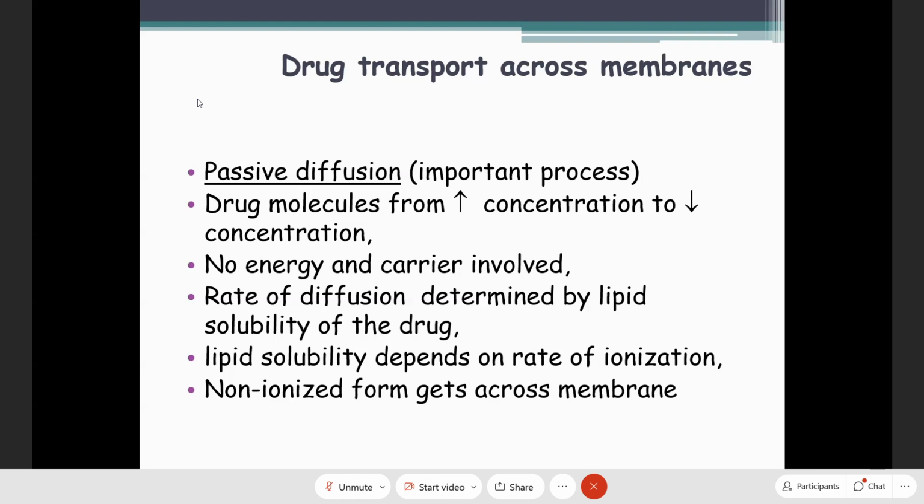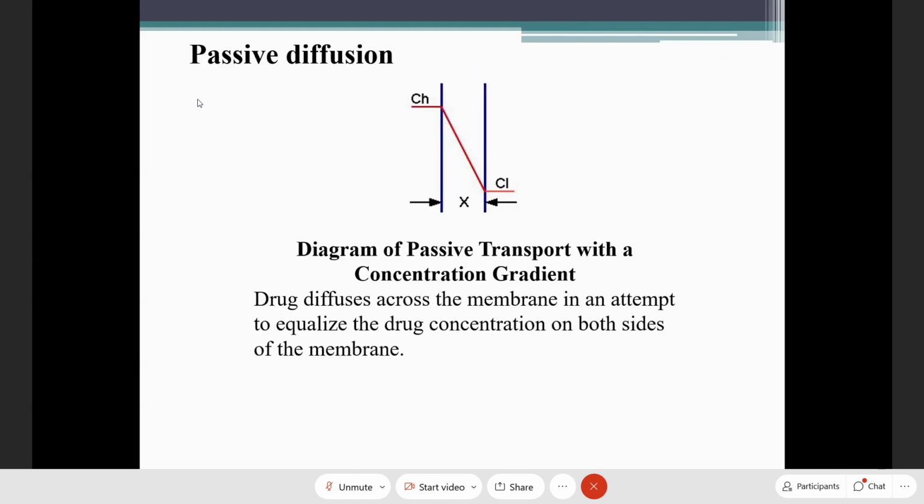Okay, so let's look at this. I think this is a revision for you. You have learned this in your physiology, about passive diffusion. So the drug diffuses across the membrane in an attempt to equalize both sides of the membrane, from high to low concentration, to be at equilibrium.